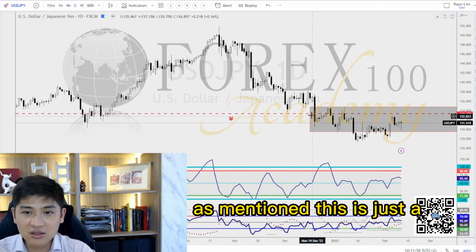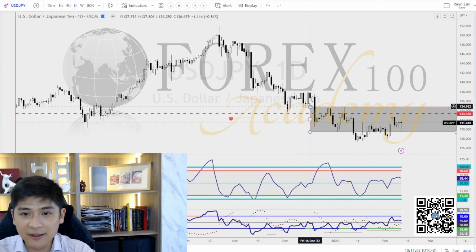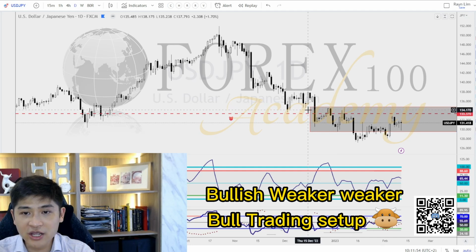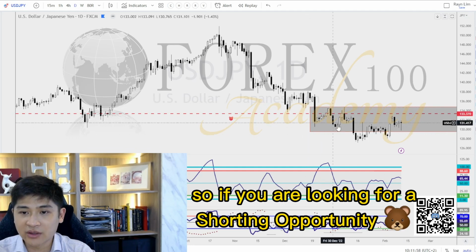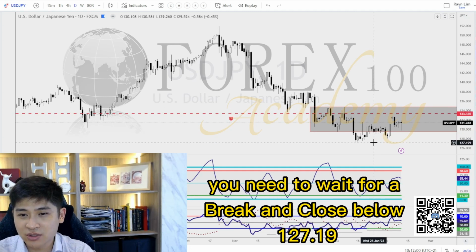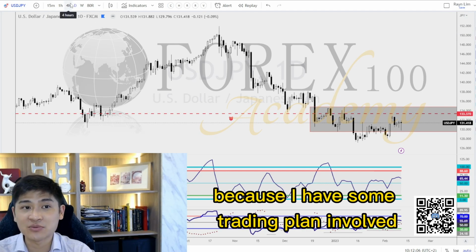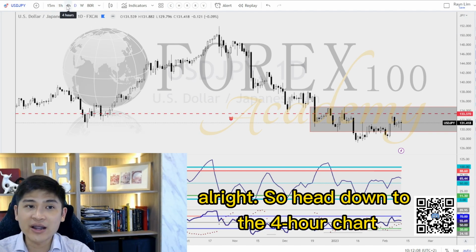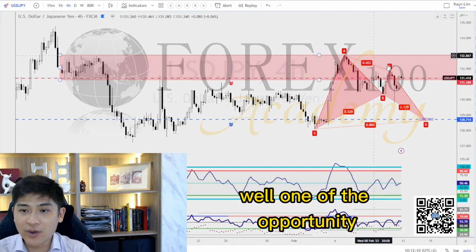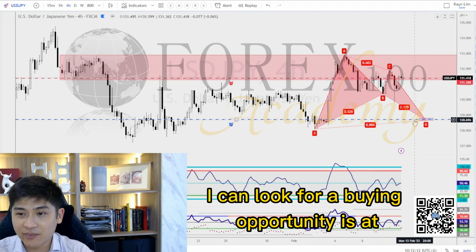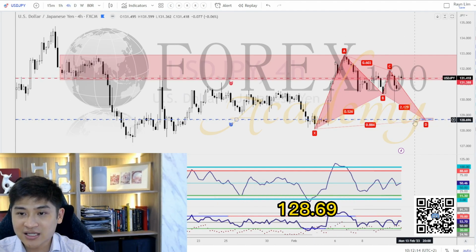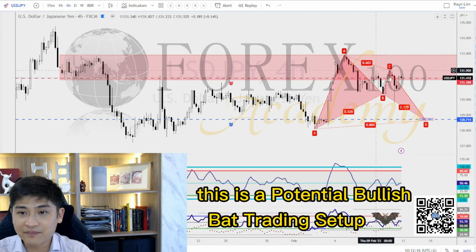As mentioned, this is just a bullish wicker bull trading setup. So if you are looking for a shorting opportunity, you need to wait for a break and close below 127.19, which I hope doesn't happen because I have some trading plan involved. Alright, so head down to the 4-hour chart. One of the opportunities I can look for a buying opportunity is at 128.69. This is a potential bullish bat trading setup.